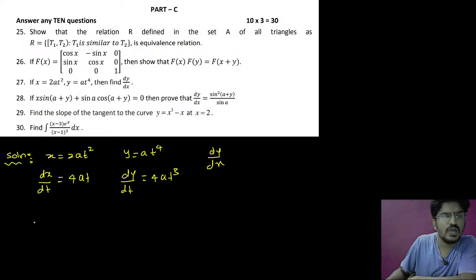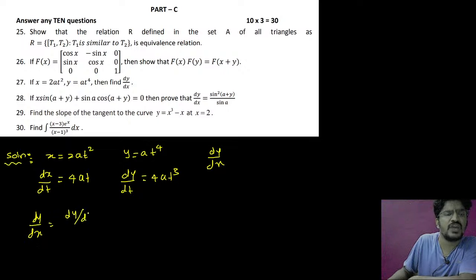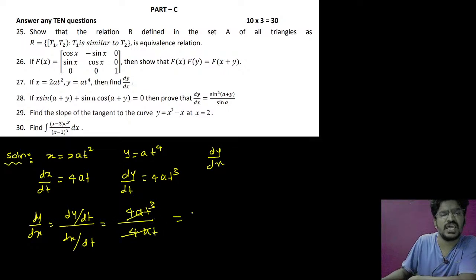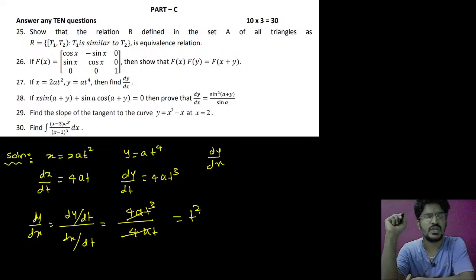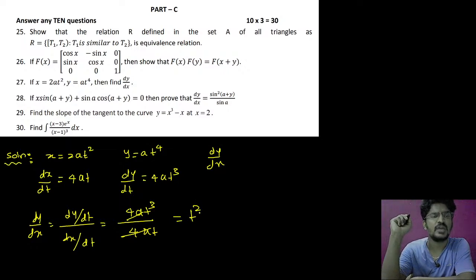Okay, now calculate dy by dx. That is nothing but dy by dt divided by dx by dt. What is dy by dt? 4at cube divided by 4at. 4a will get cancelled, t and t will get cancelled, t square will remain. So dy by dx is t square. Very simple problem.